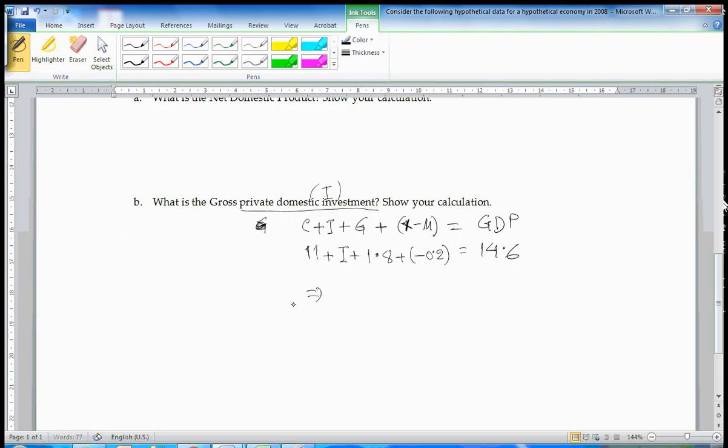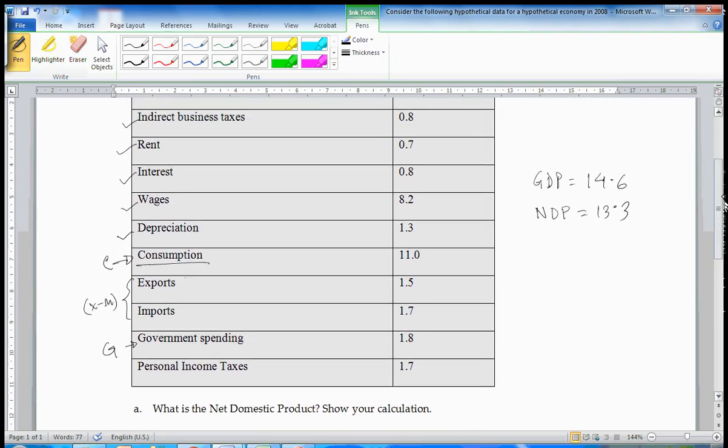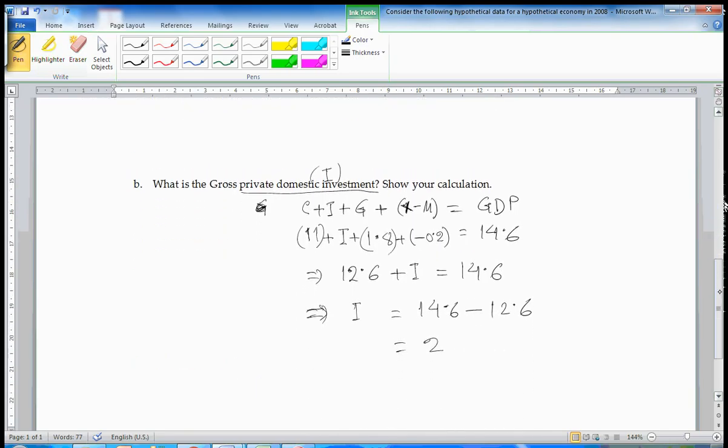So if I add up all these numbers on the left side, then I get 12.8 minus 0.2, so that gives me 12.6 trillion dollars plus I equal to 14.6 trillion dollars. And now if I deduct 12.6 from both sides, I get I is equal to 14.6 minus 12.6 trillion dollars, which turns out to be equal to 2 trillion dollars. Let me see if I made any mistake here. Okay, so that looks like the answer to this question.